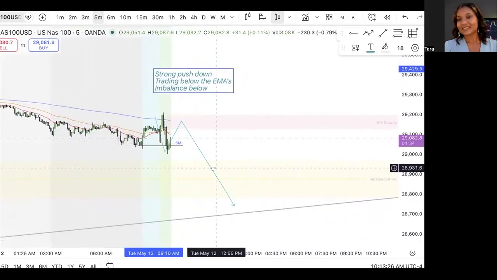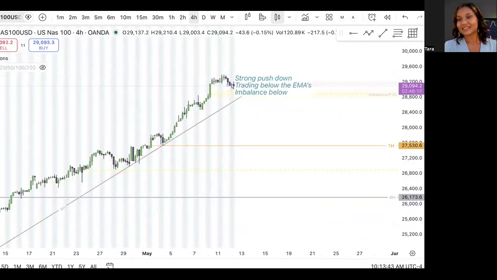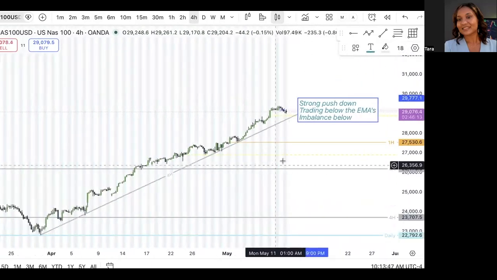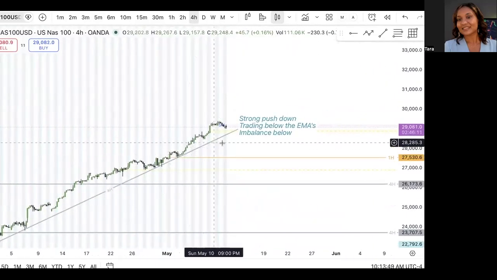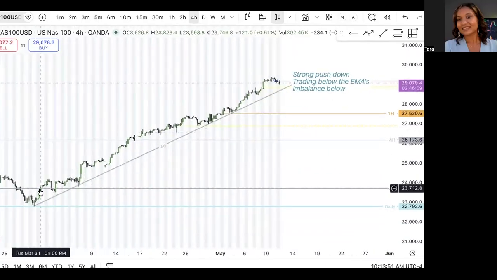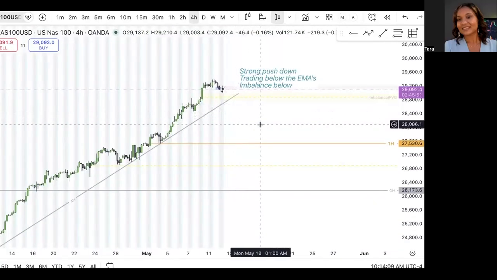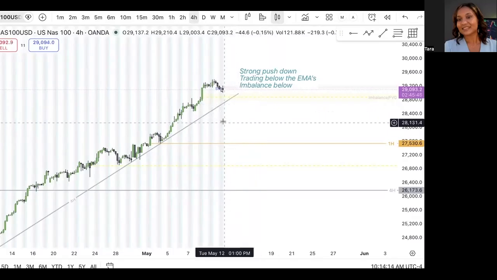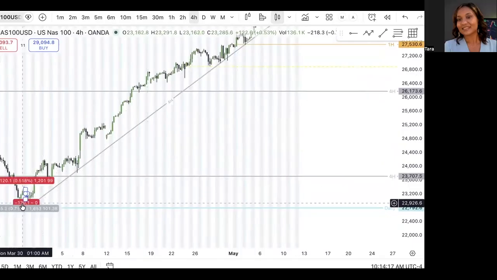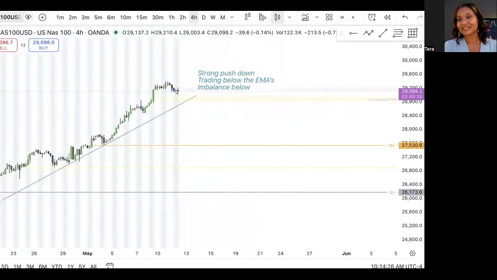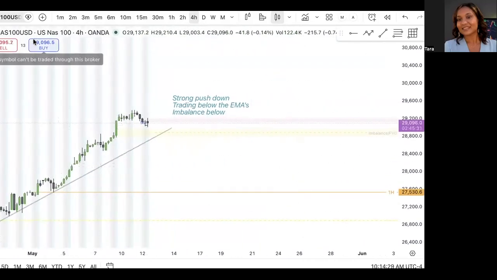So we'll see if this happens. We're also going to keep in mind that we've got a 4-hour trend line here that price has been bouncing along since the end of March. So we're going to want to remember to look for a reaction when we do reach this 4-hour trend line. And that's why we have an alert here. So we'll be notified when we do reach that line.